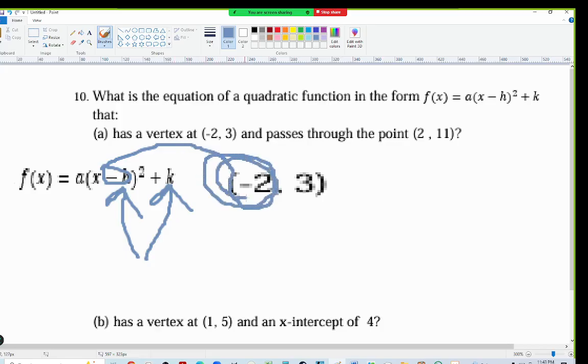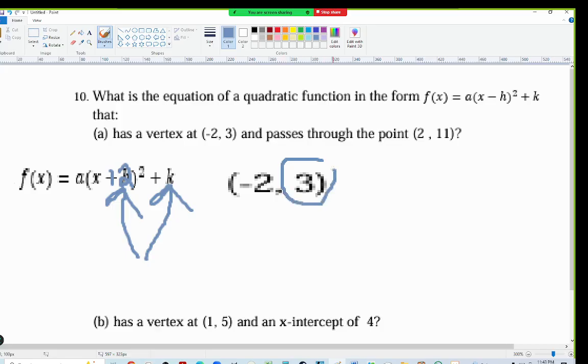-2. So what's the opposite of -2? +2. So what should be in there? +2. Right. So we can right now replace that with +2. This is exactly as you see it here. So we can replace k with 3. The only thing that's a mystery is that weird a.